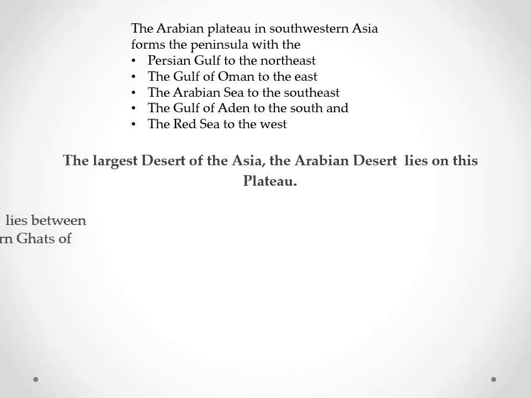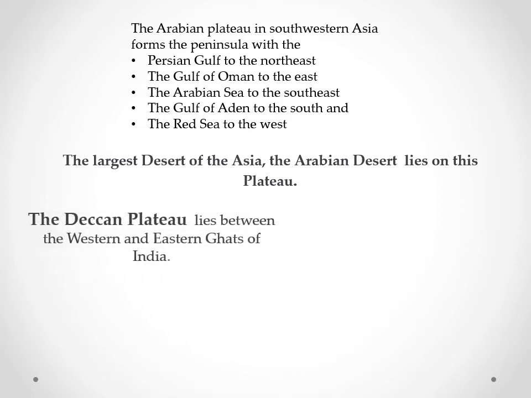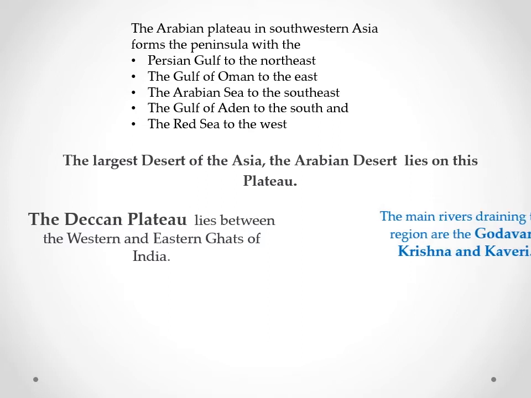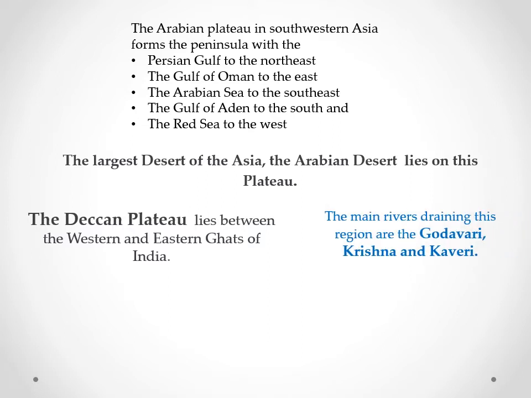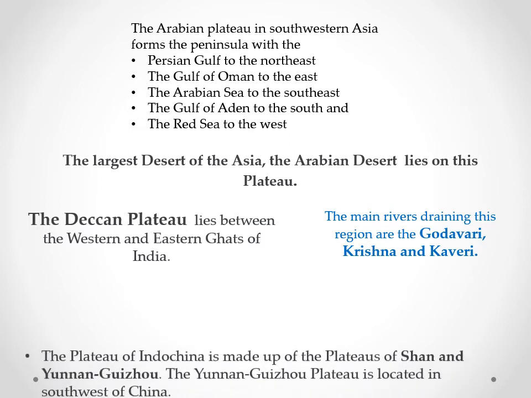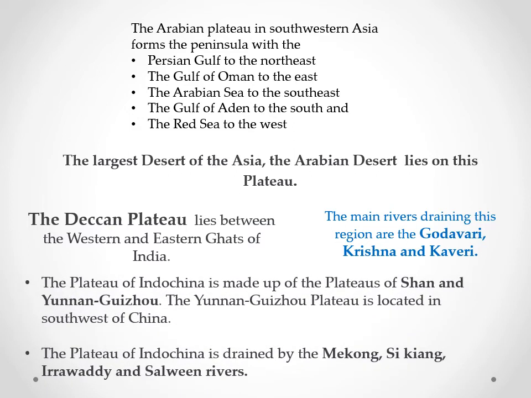The Deccan Plateau lies between the Western and Eastern Ghats of India. The main rivers draining this region are the Godavari, Krishna, and Kaveri. The Plateau of Indochina is made up of the plateaus of Shan and Yunnan-Guizhou. The Yunnan-Guizhou plateau is located in southwest China. The Plateau of Indochina is drained by the Mekong, Xi Jiang, Irrawaddy, and Salween rivers.